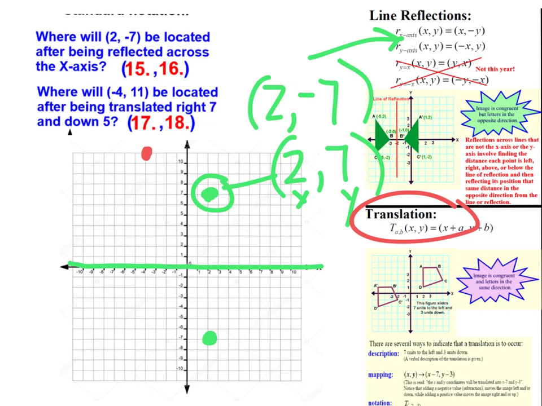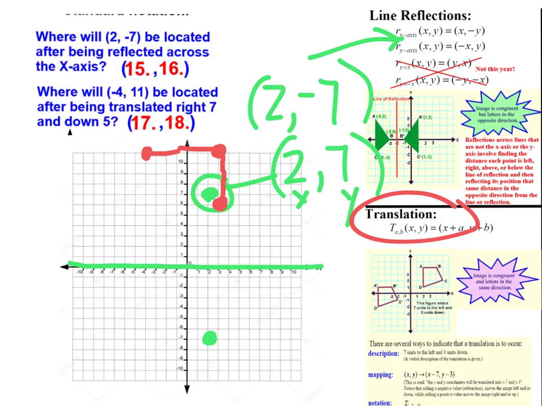So if I slid that right 7, it would be going 1, 2, 3, 4, 5, 6, 7. Man, I'm not very good at counting on here. And down 5. So down 1, 2, 3, 4, 5 right there. So that is the new position of that.